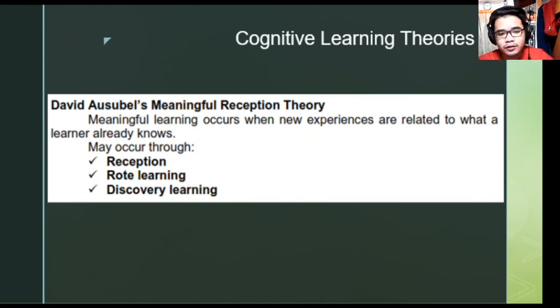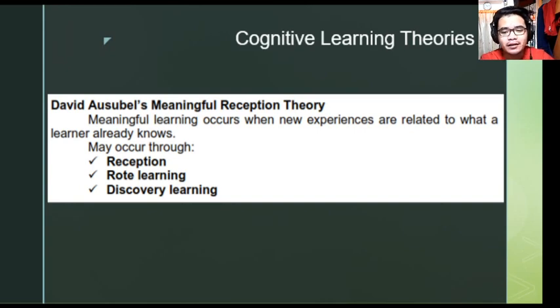Another is by David Ausubel. No? David Ausubel's meaningful reception theory. Well, kay David Ausubel naman, meaningful learning occurs when new experiences are related to what learner already knows. This is somehow the same with connectionism. Okay, this is somehow reflect what connectionism is by Edward Lee Thorndike, no? Yung ano niya, yung if you relate a previous lesson to the current lesson, okay? Pero yung meaningful learning kasi pag ganyan, no, who proposed meaningful learning, David Ausubel agad yan.